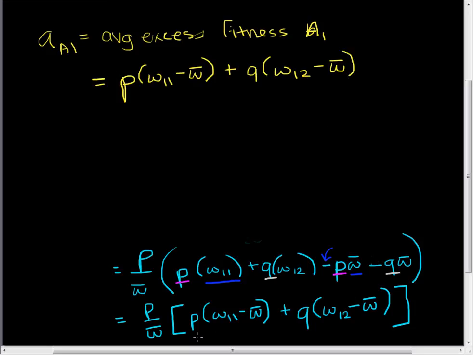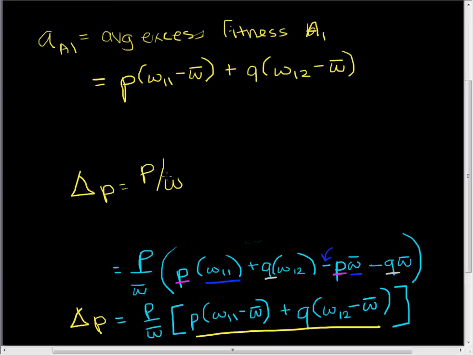This is just this bracketed term right here, and all that's going to do is allow us to set delta P as something a lot nicer looking. So that's going to allow us to set delta P to P over average fitness for the population times the average excess of fitness for allele A1. And this is this complicated term that's in there. So let's break this complicated term down really quickly. This complicated term isn't so bad.